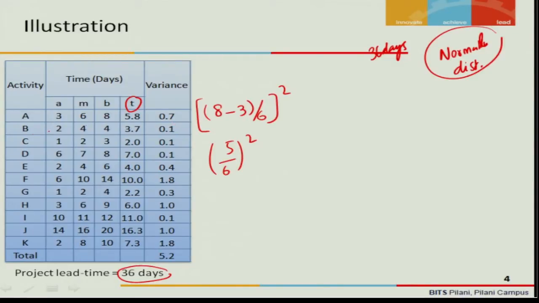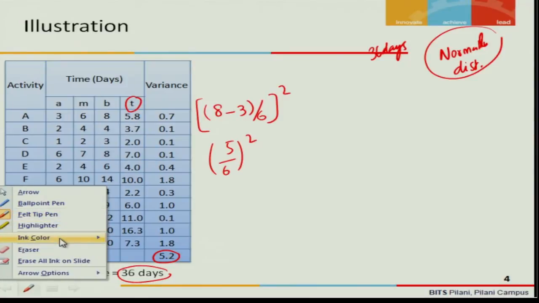Same way we find the variance for each of the activities, and to find the total variance, you need to simply add not all the variances, but the variance of the critical path only. Here I have not listed the critical path, but after adding them I get a project variance of 5.2. What does this 5.2 mean? Let's understand.